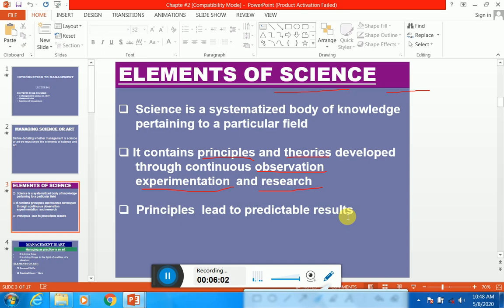But the Maslow theory is according to some experiment. It is clear according to research. It is according to observation.